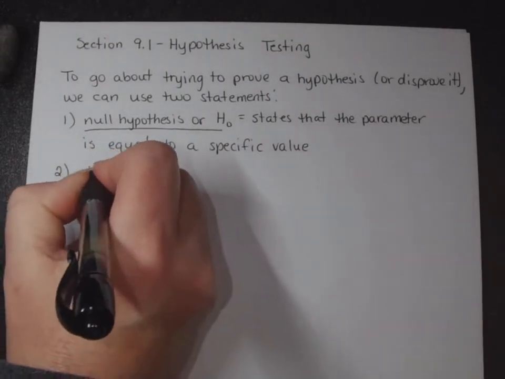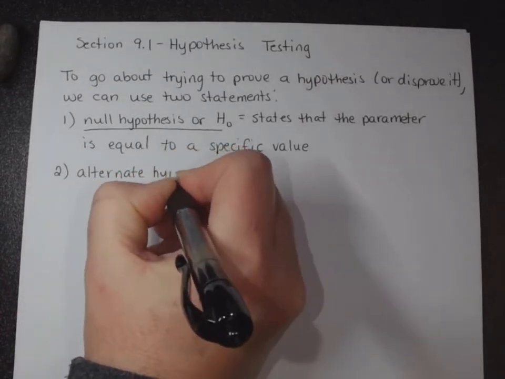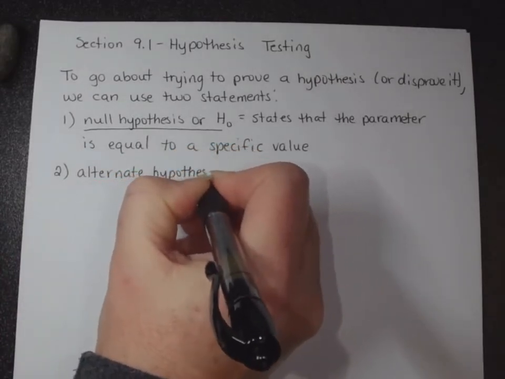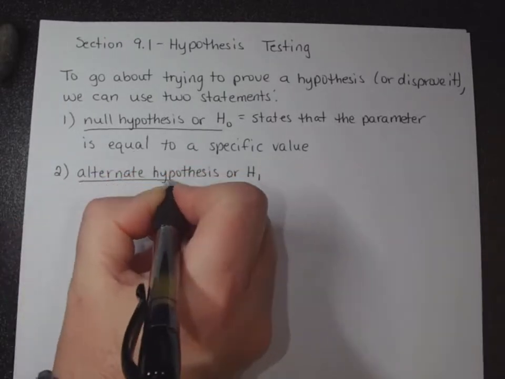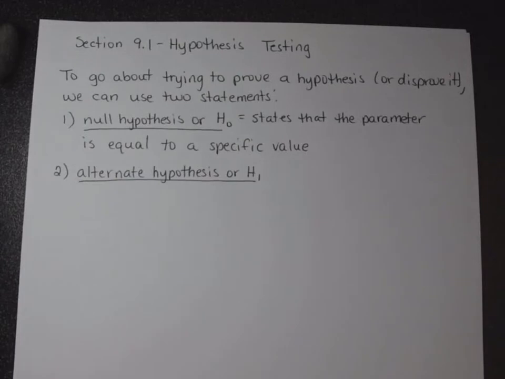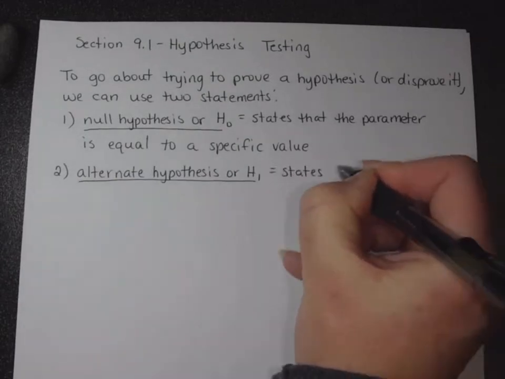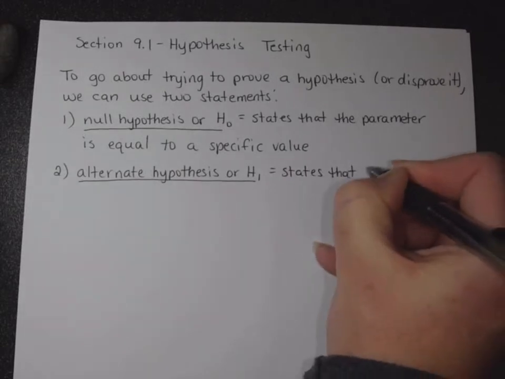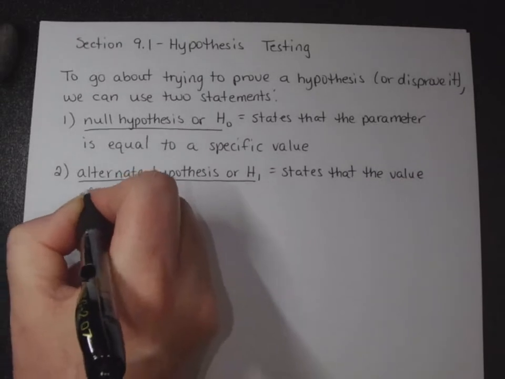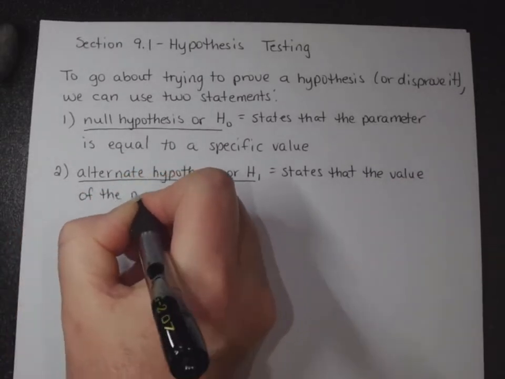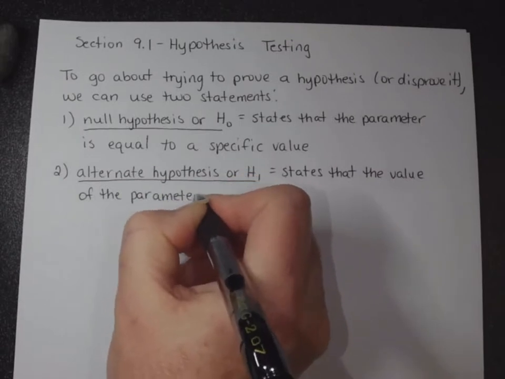And then alternately, we're going to have an alternate hypothesis. And we call this H sub 1. So there's only two options here, the null hypothesis or the alternate hypothesis. The alternate hypothesis basically goes opposite of what the null hypothesis said. So it states that the value of the parameter, which just means what we're measuring again, somehow differs from what we expected it to be in the null hypothesis.